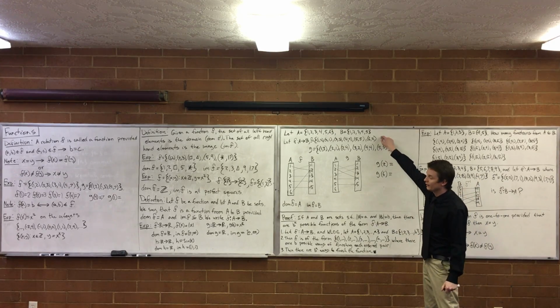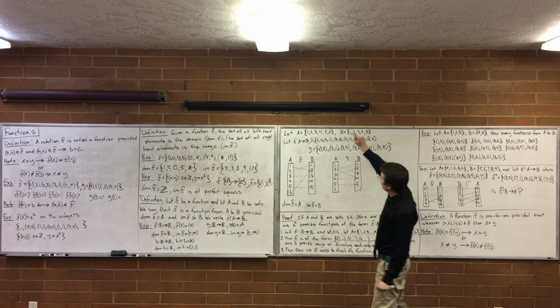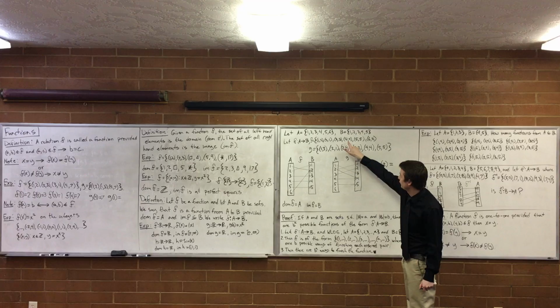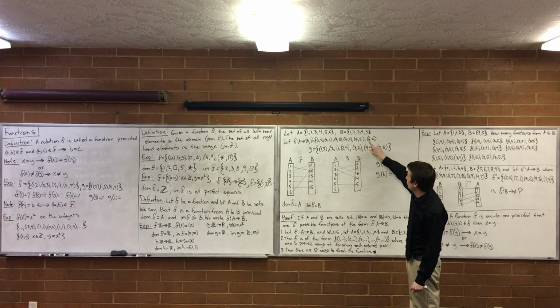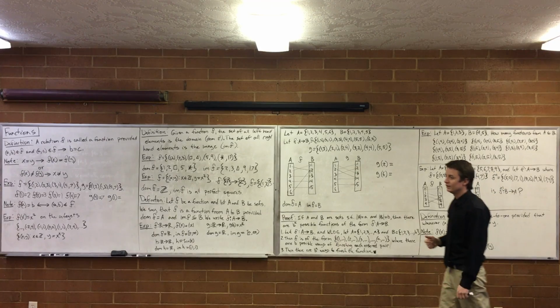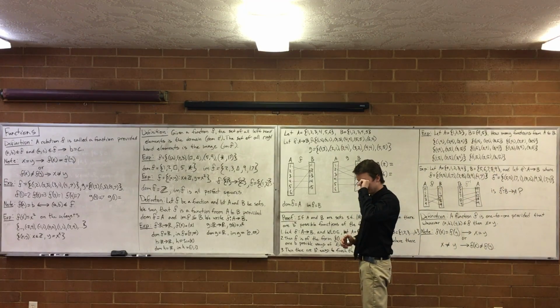Okay, this is a perfectly valid function. What's f of 1? 2. What's f of 2? 1. What's f of 3? 3. What's f of 4? 4. What's f of 5? 5. What's f of 6? 2. Okay, so all that makes sense. Every left-hand element.